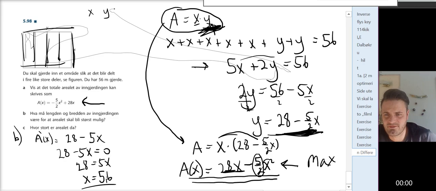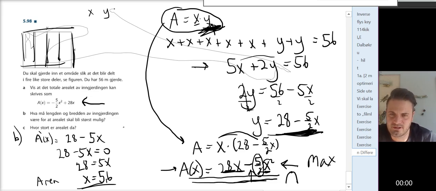So x will be 5.6, and I just have to make sure this is a maximum point and not a minimum point. But look at this function. It's a second degree function, a parabola, and the term of x squared is negative. So this graph is angry, which means this is a maximum point.